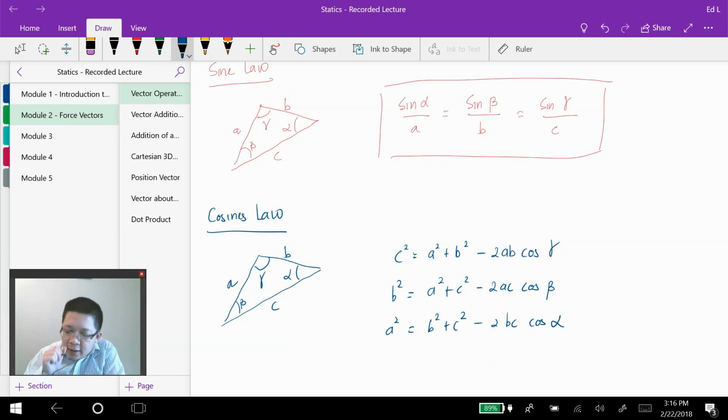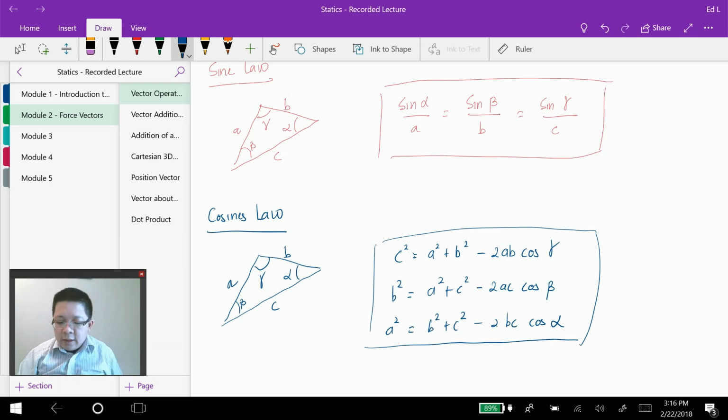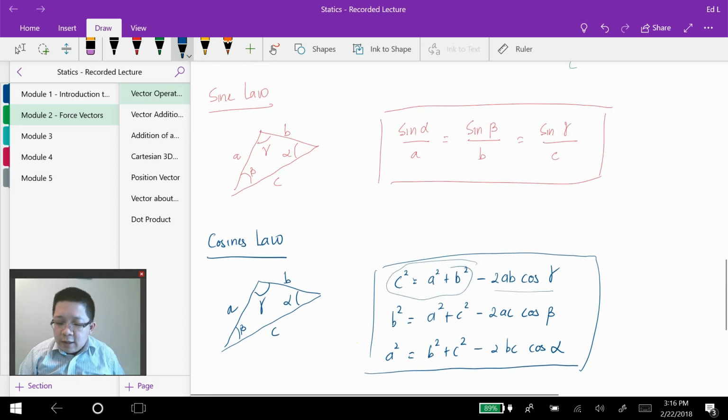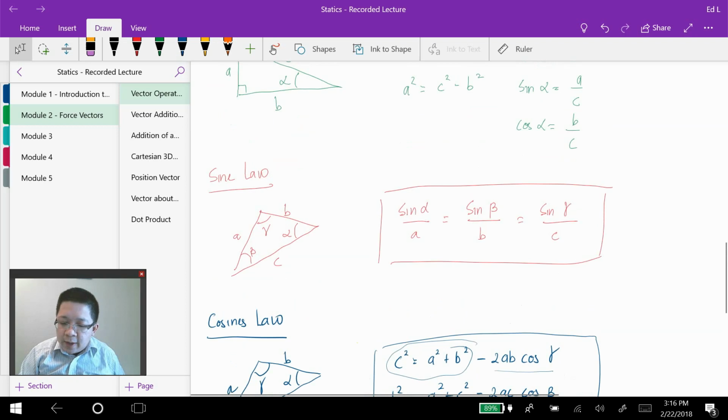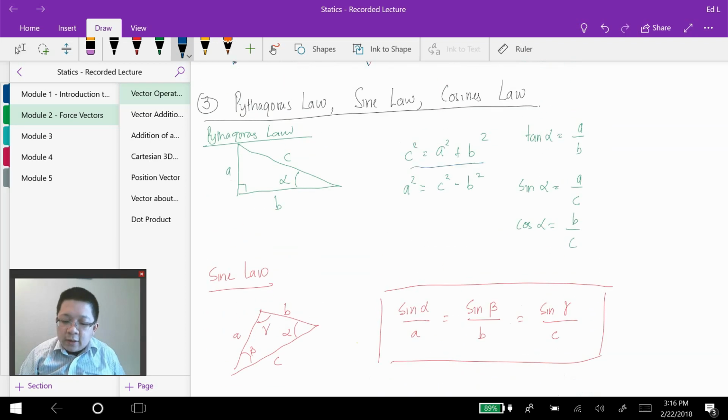These are the cosine laws. And as you can see, when alpha is equal to 90 degrees, the cosine term becomes zero. It collapses and gives you the same expression that we wrote down for the Pythagoras theorem right here.